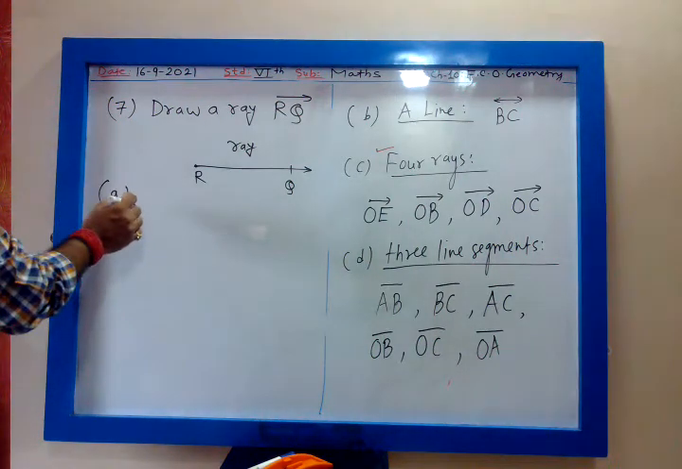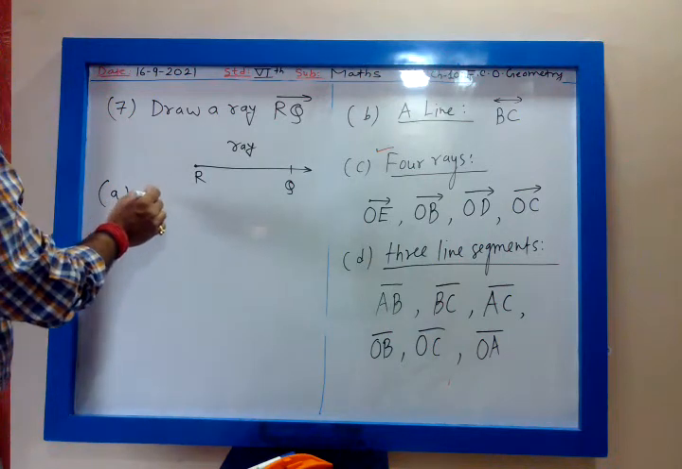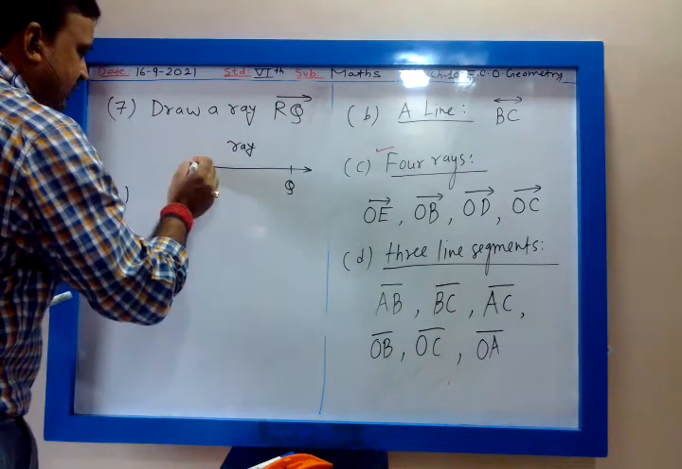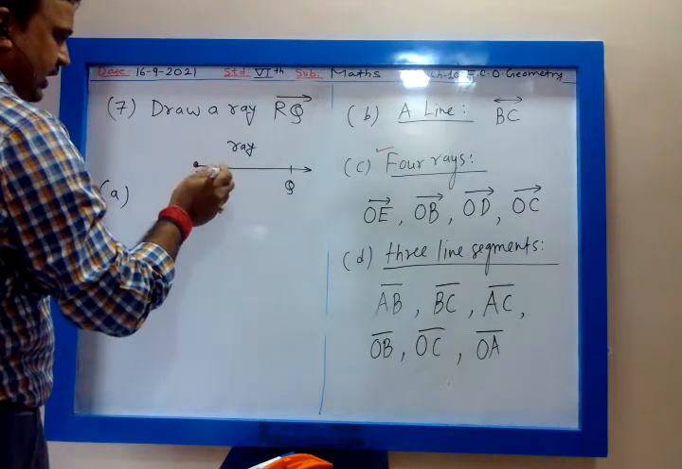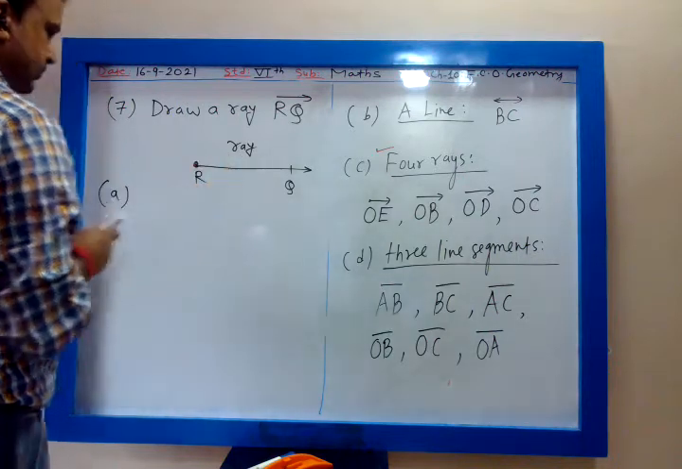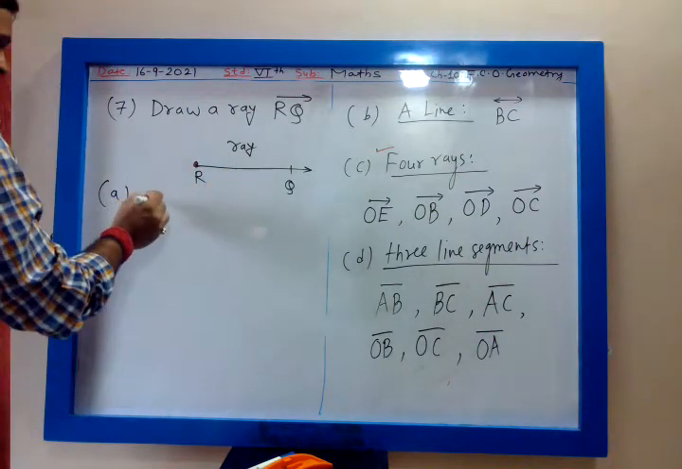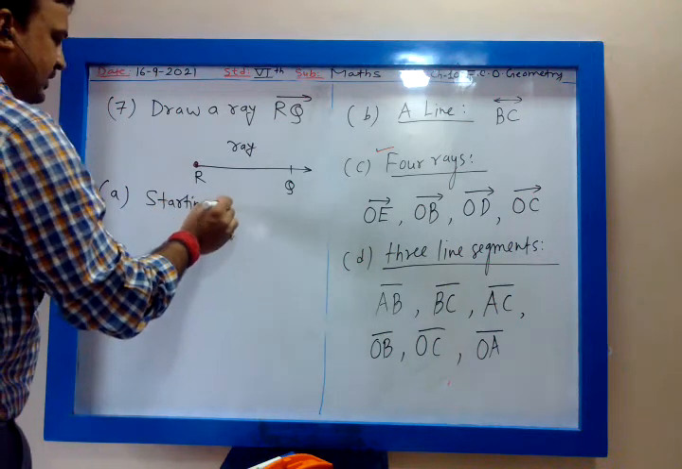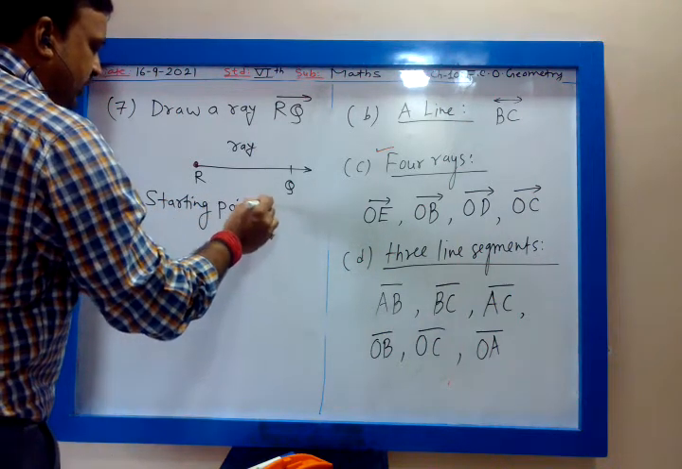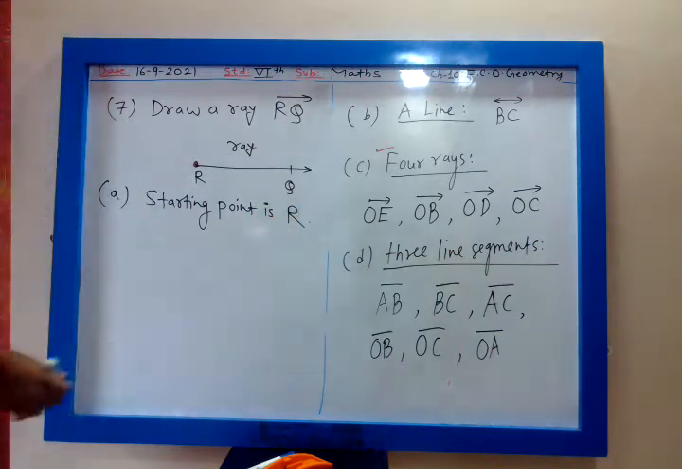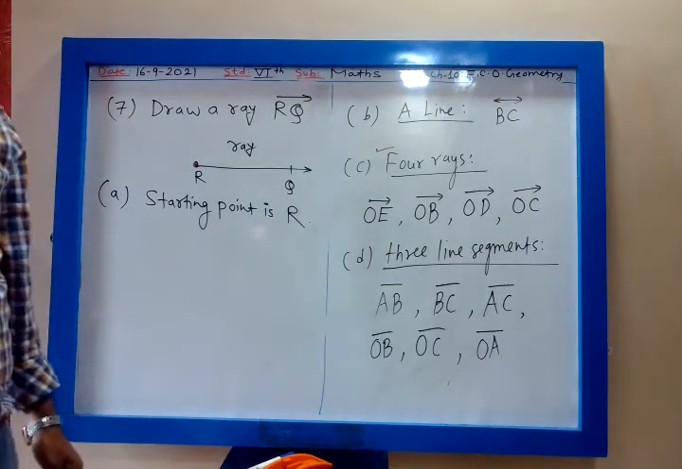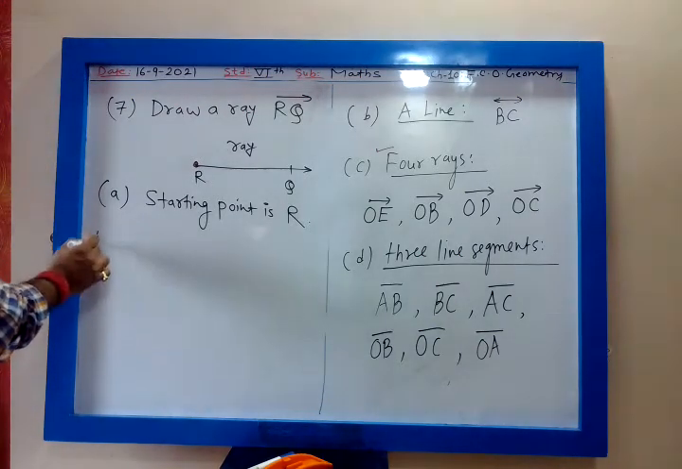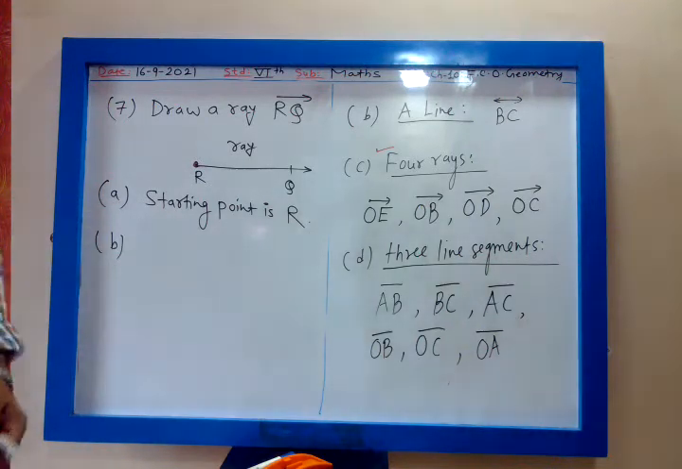What is its starting point? The starting point is R. The ray starts from R. No, the textbook diagram is not given. Starting point is R. Voice is clear, my dear. Where does point Q lie on the ray?